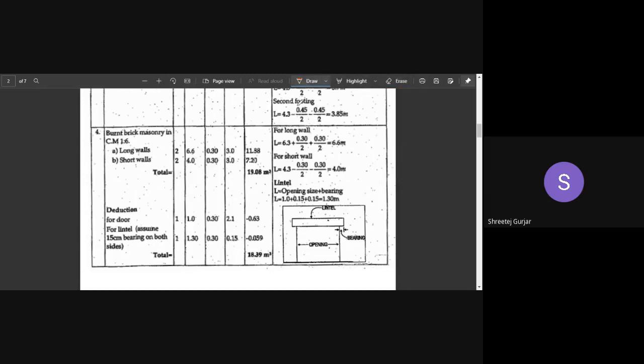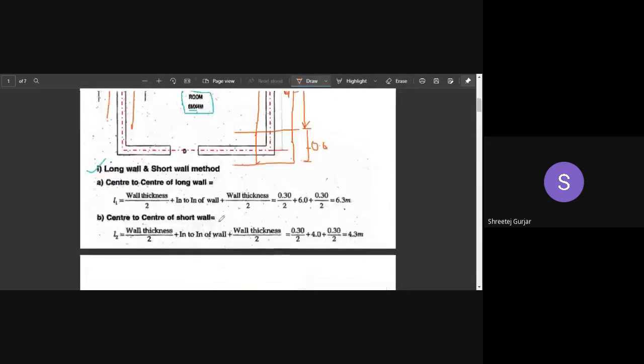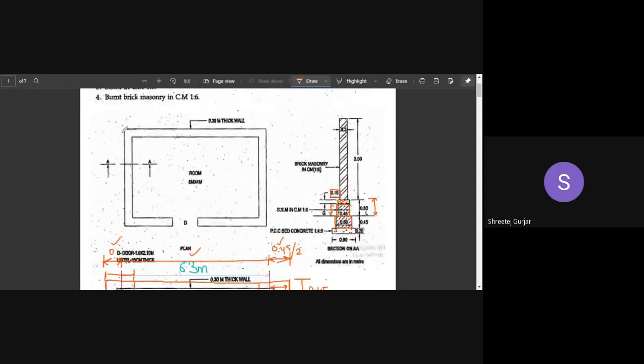Okay, I will continue with the next part, which is burnt brick masonry. For burnt brick masonry, it is very easy. See, it is directly your burnt brick masonry.